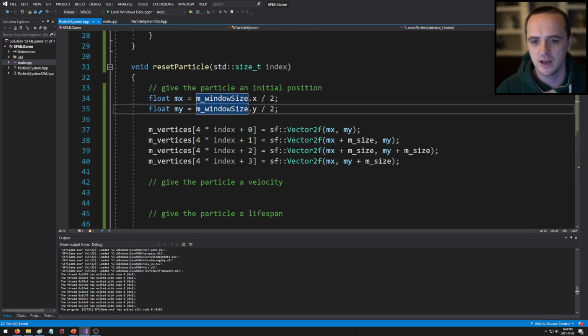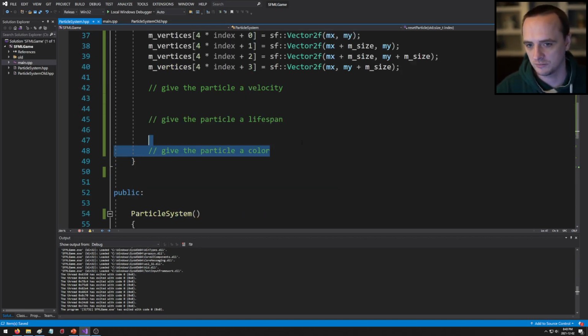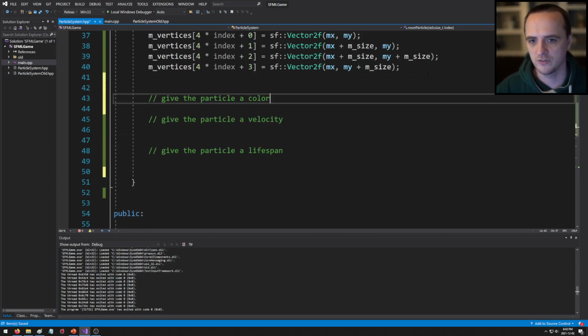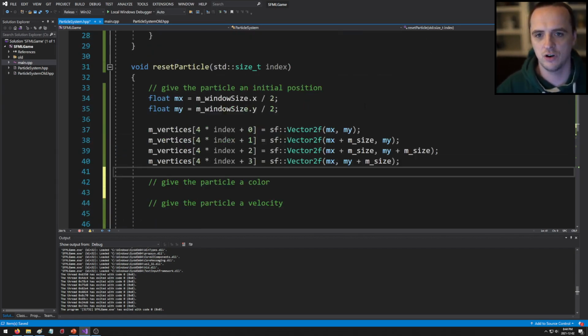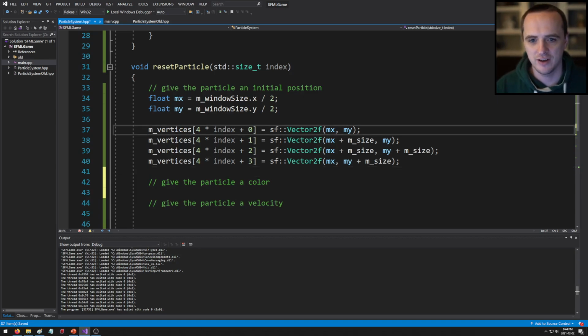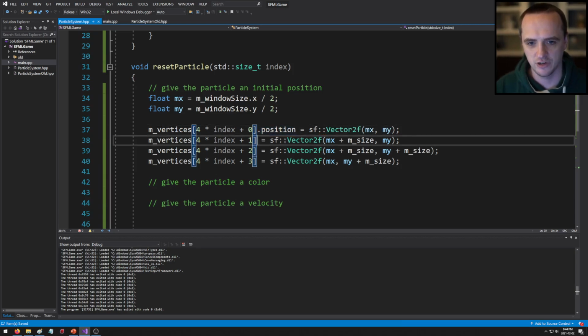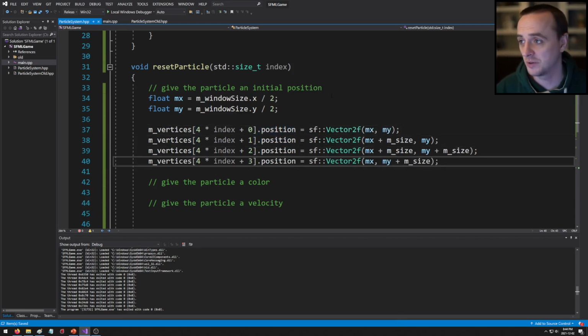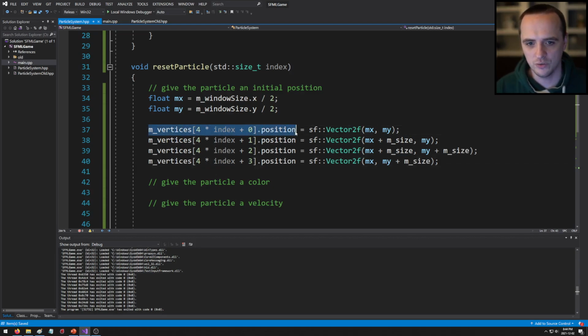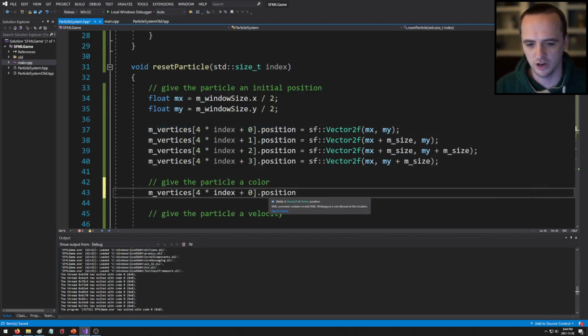All right. Next, let's give it a color. So what I have to do for this now, this is actually dot position. I forgot to add that, because that's the position. Now what we do is we're going to give each of those a color.